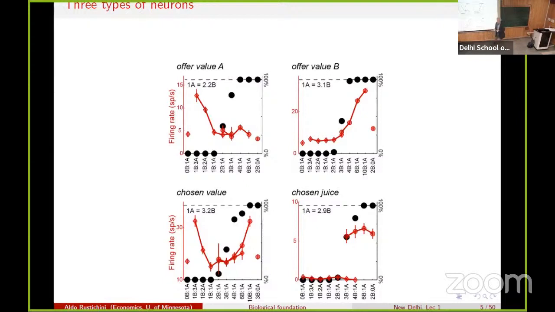Then you categorize a neuron as a neuron that is coding the value of A. Here is a neuron that is value or quantity of A. Here is a neuron coding the quantity of B. How about this? The only information you have here is this pattern of the firing rate. What do you think that is coding?